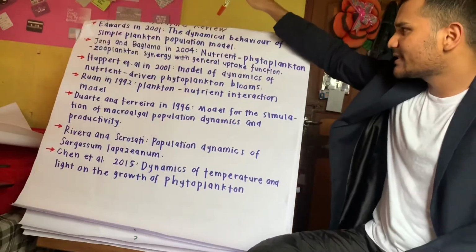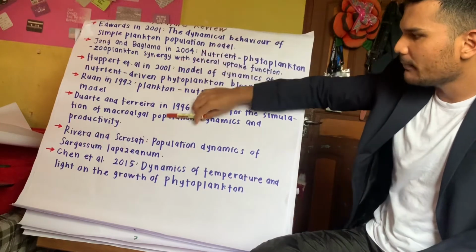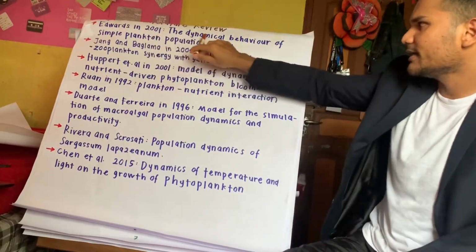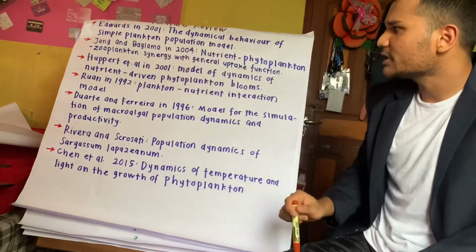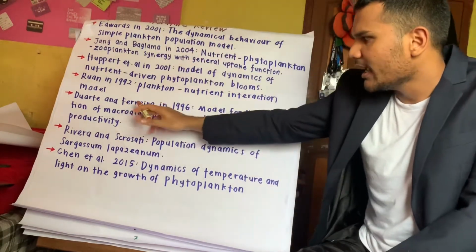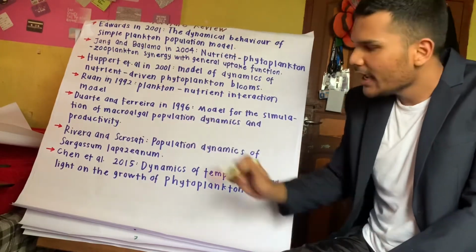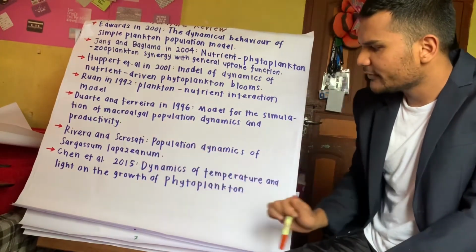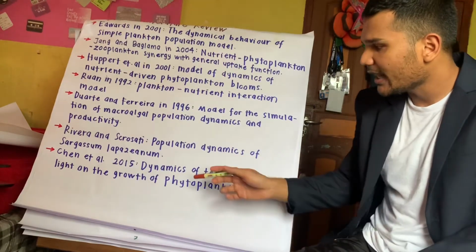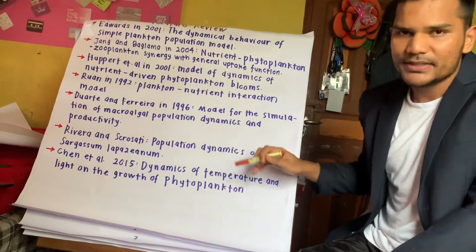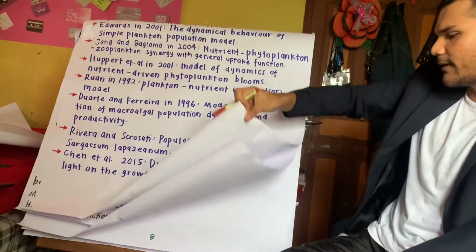I have done some research on a few papers based on this topic. I have Edwards in 2001 about the dynamical behavior of a simple plankton population model. I also have Greta and Ferroa in 1996 about the model for the simulation of microalgae, and Chen et al. in 2015 about the dynamics of temperature and light on the growth of phytoplankton. This is the paper that I have studied for my topic.